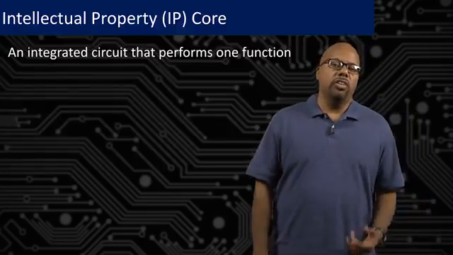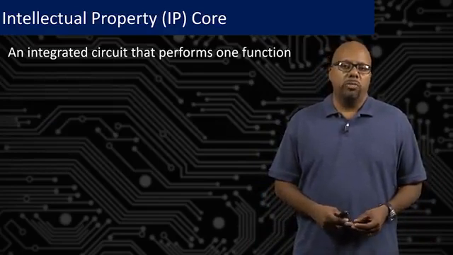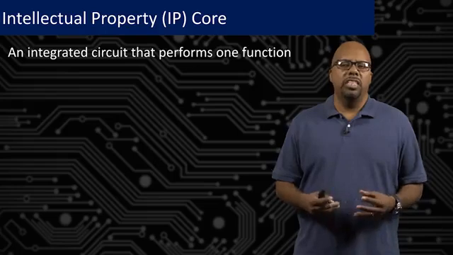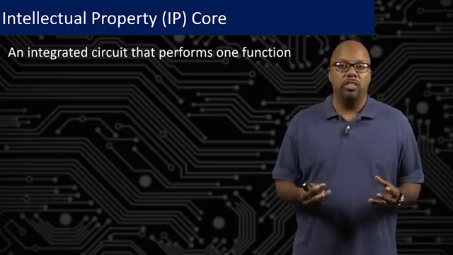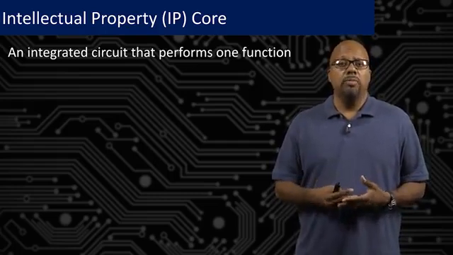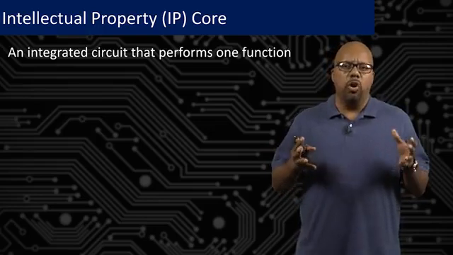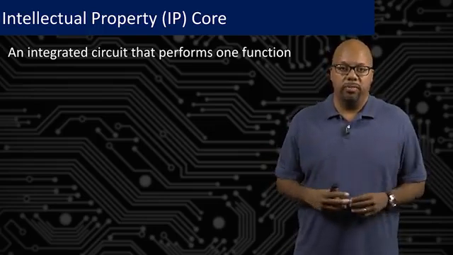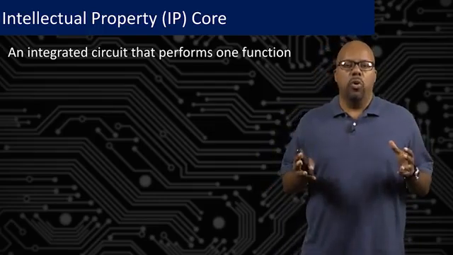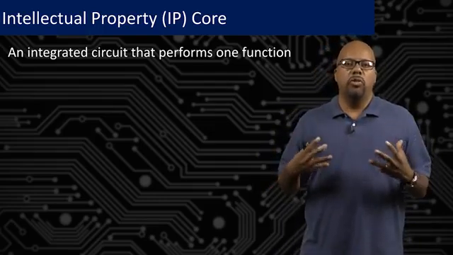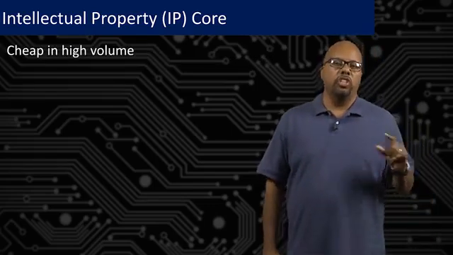IP stands for intellectual property, or IP core, people call them. An intellectual property core is basically a pre-designed component, typically a pre-manufactured component, an integrated circuit, a chip, that performs one function. Maybe a set of functions, but all related to one particular task. So it's a chip that is not general purpose programmable. It's a core that just performs some small set of functions that are all related. These things can be very useful. They're cheap and high volume.